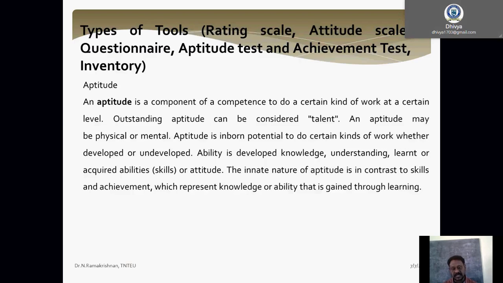If you have correctly identified the aptitude of a person, you are lucky. If a person has identified himself or herself, what type of aptitude he or she has, and chooses a career according to that aptitude, then his or her career would be very bright.